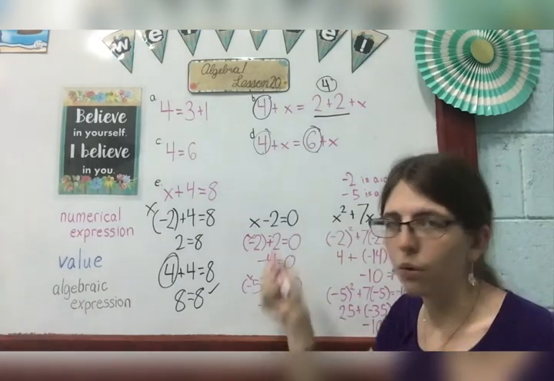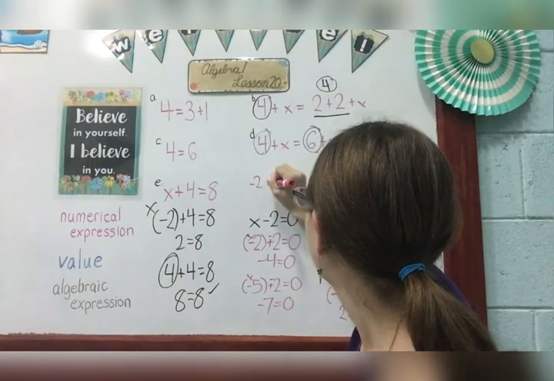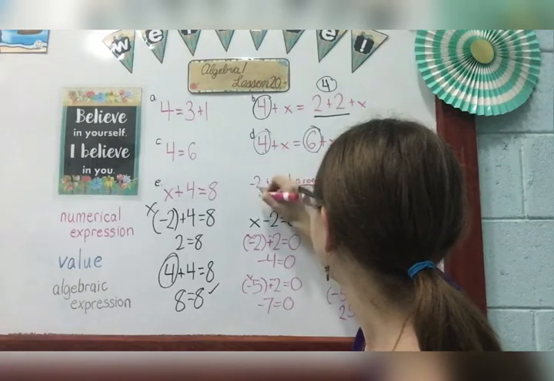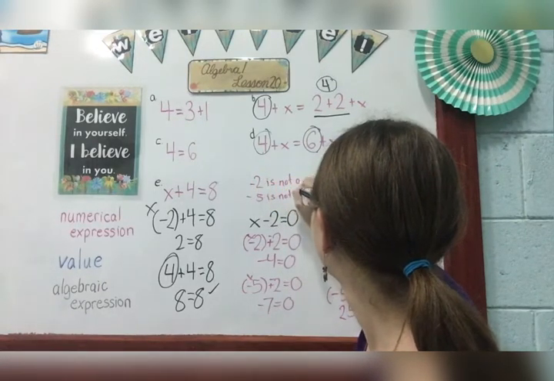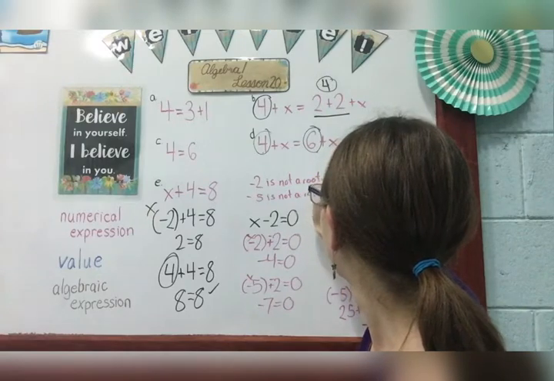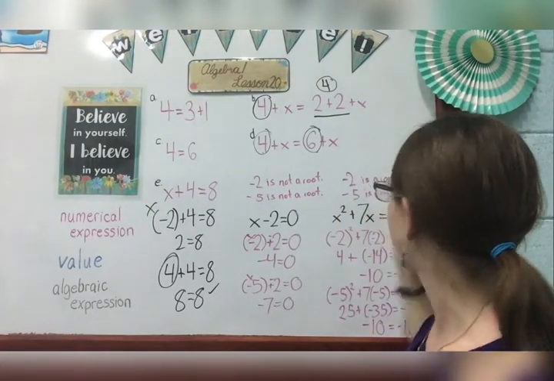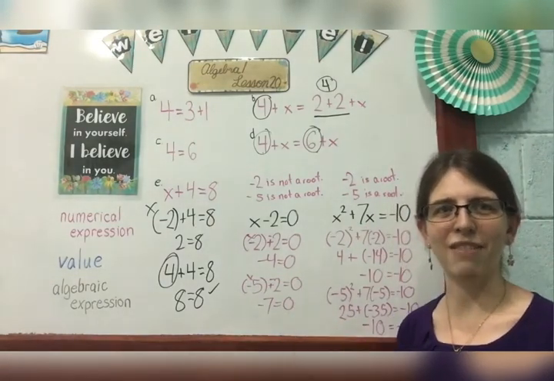So here they were both not a root, so you should have written out negative 2 is not a root, or something like that. Negative 5 is not a root. And negative 2 is, and negative 5 is on this side. Okay? So something like that is how you should have it written out.